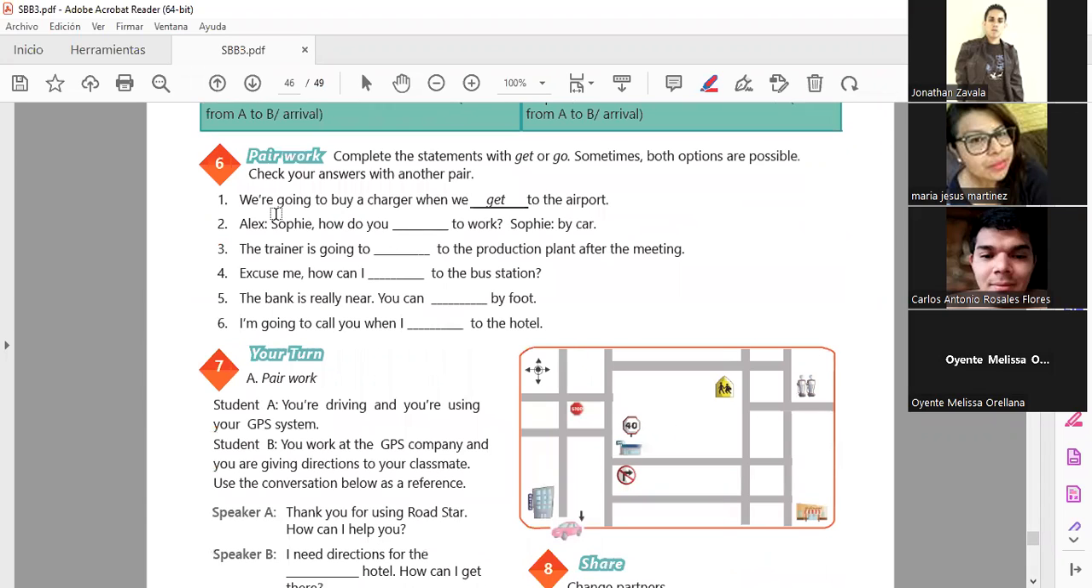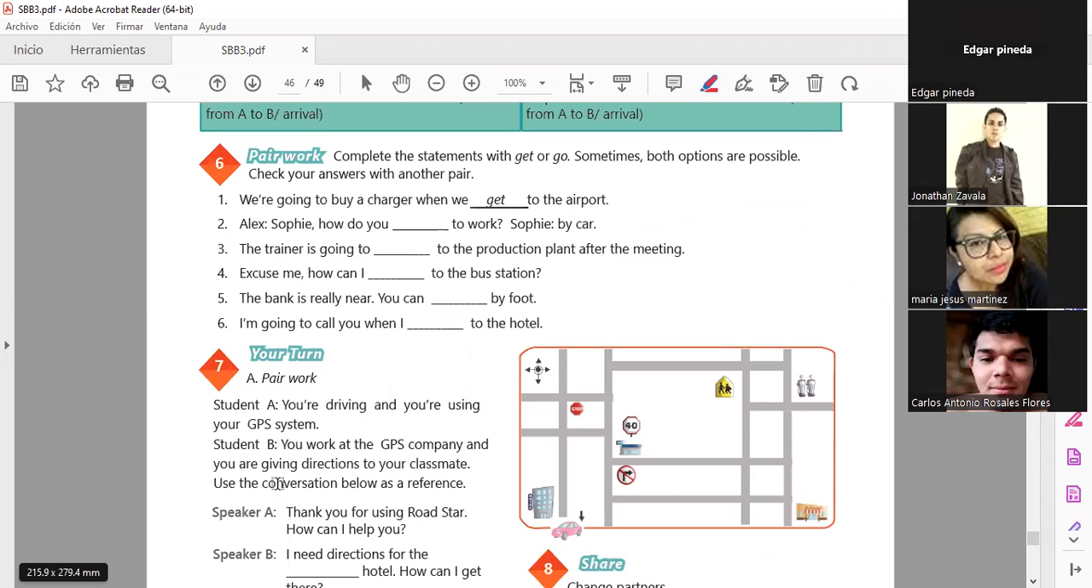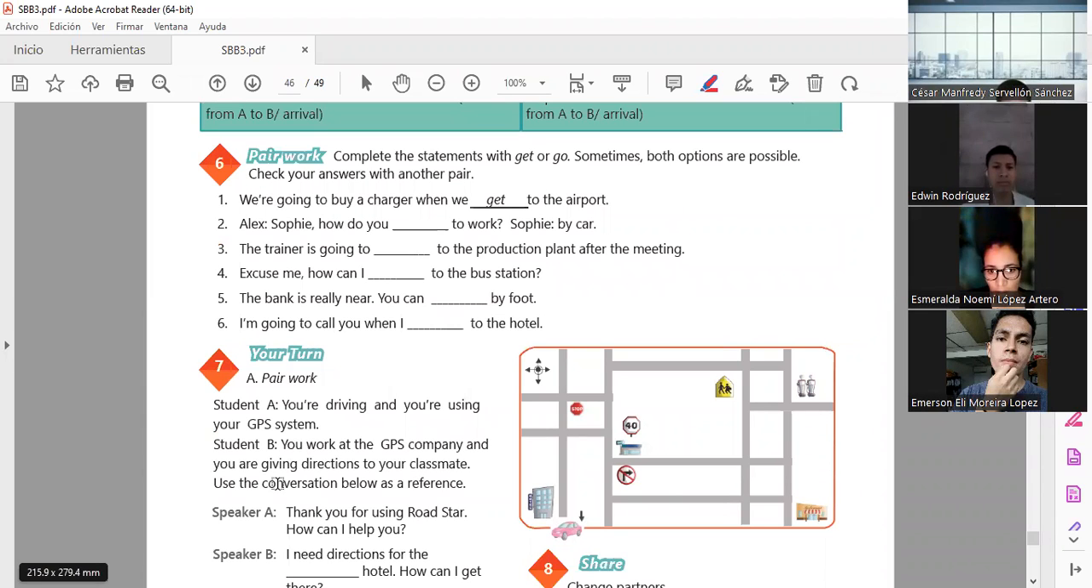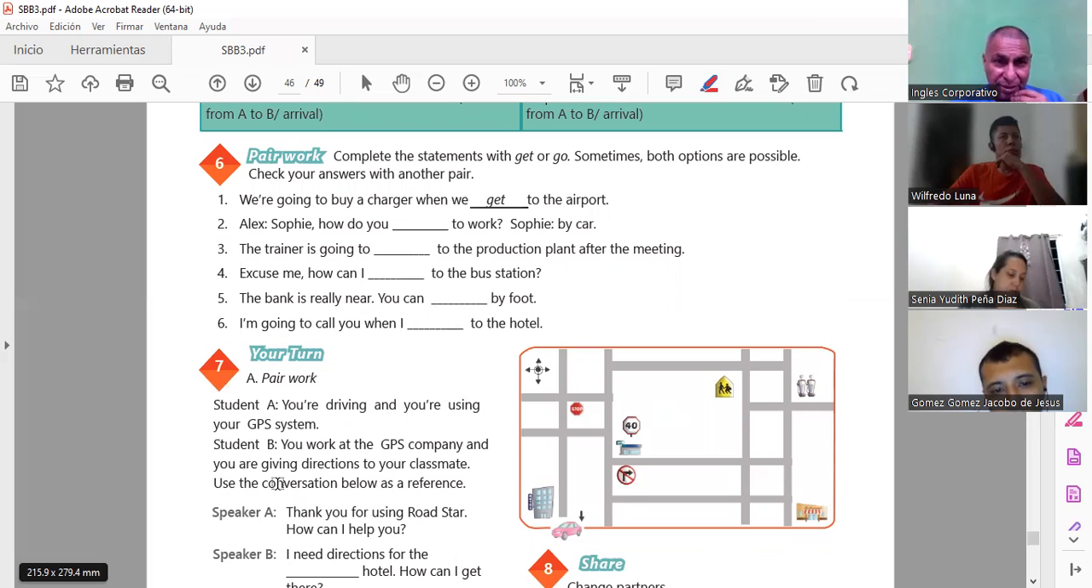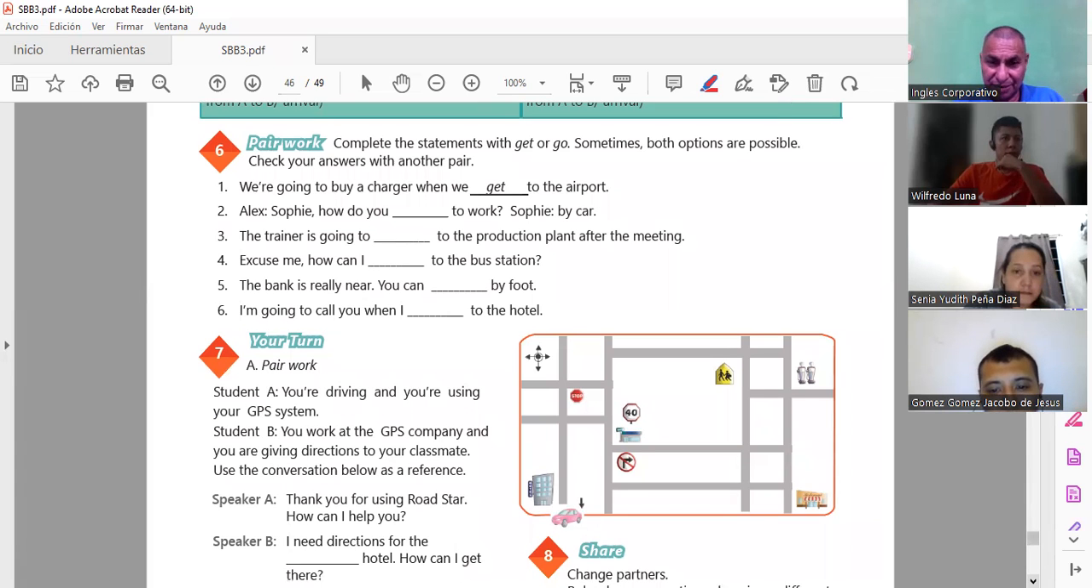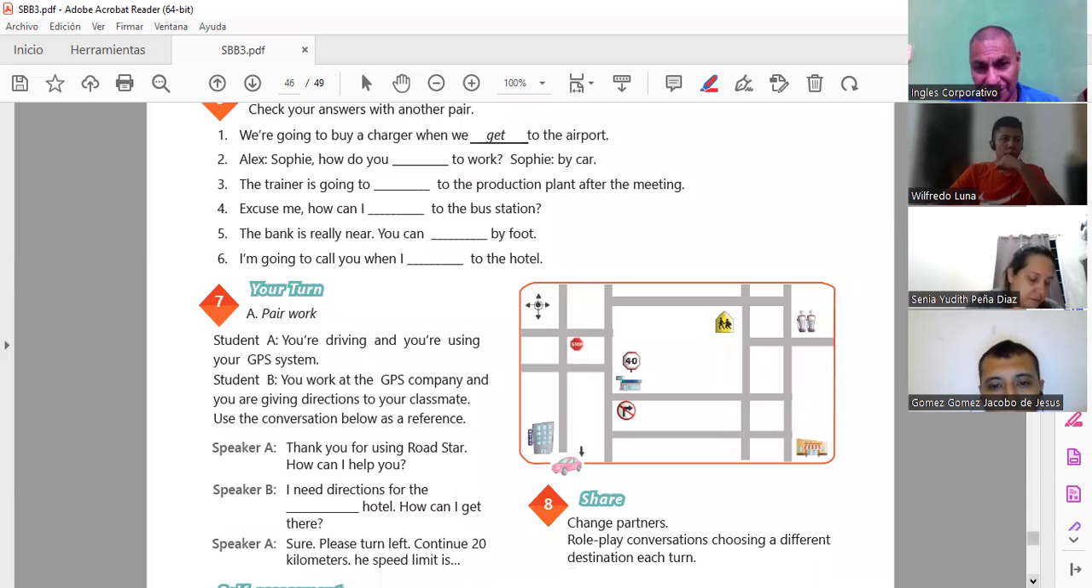Vamos a ver si podemos llenar este cuestionario. Number one, Wilfredo. Number two, let's see quién nos puede ayudar. Manfredi. Number three, Edwin. Number four, Esmeralda. Y number five, Xenia. Y number six, Gómez, Jacobo de Jesús. Whenever you're ready, okay?